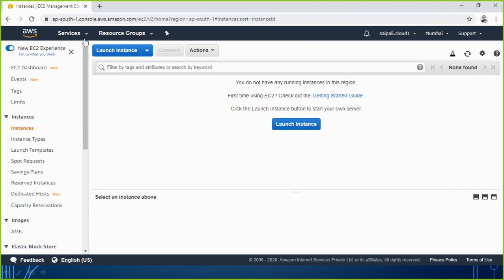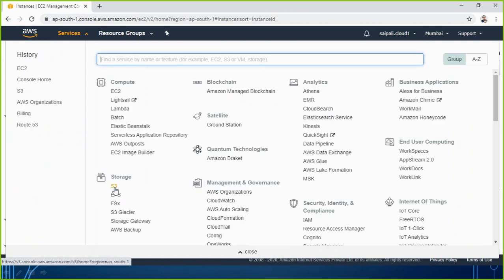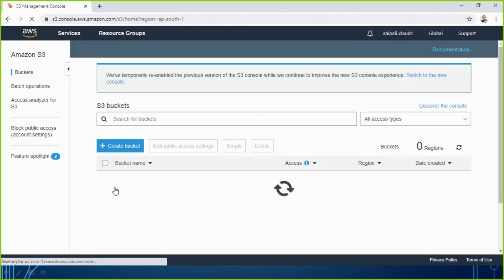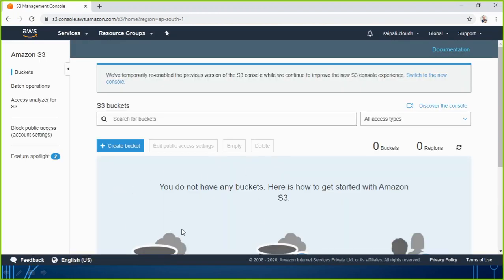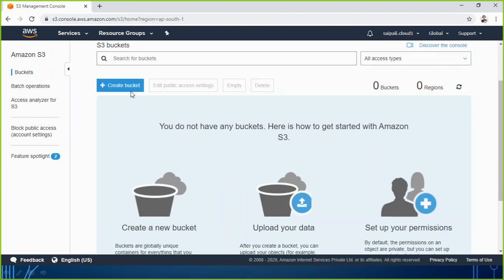Same way, if you go to the S3 service, Simple Storage Service, there also you will be able to see how many buckets you have already made. Right now it's saying you don't have any bucket, so you can create one from here.